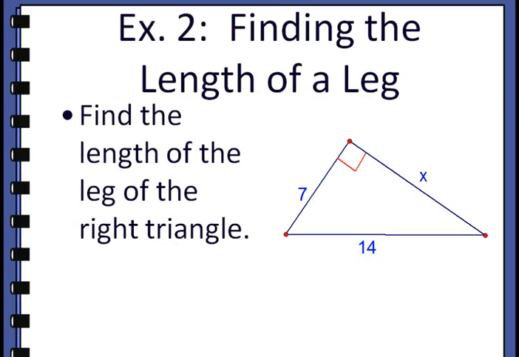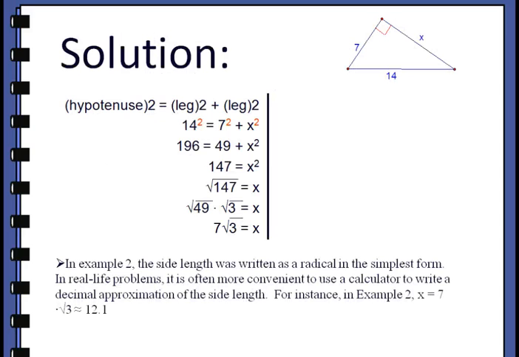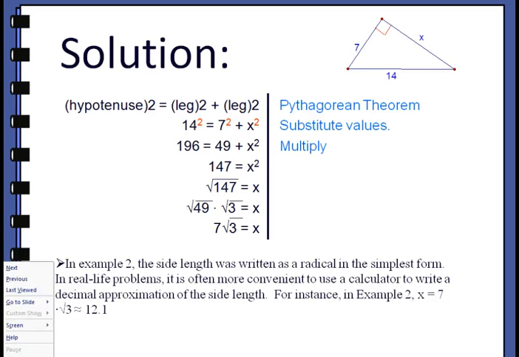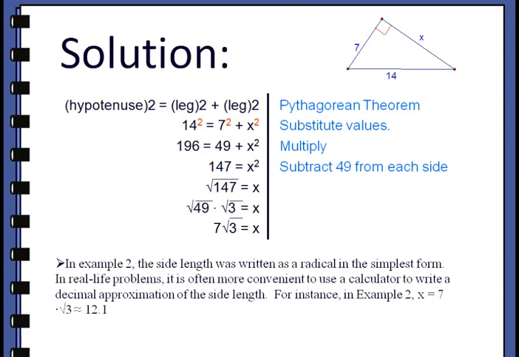Okay, so now if we're trying to find the length of the leg of this triangle, and as you can probably guess, this one may not come out so neat and clean. How do we do this? Well, it's the same concept, only this time we don't know one of the legs. So it's 14 squared is equal to 7 squared plus x squared, and we can do that because of the Pythagorean theorem. And then we're going to multiply those out, and then we're going to simplify. And then we're going to take the square root of both sides. And then we are obviously going to simplify our radical, which 147 is square root of 49 times square root of 3, which will simplify to 7 rad 3.